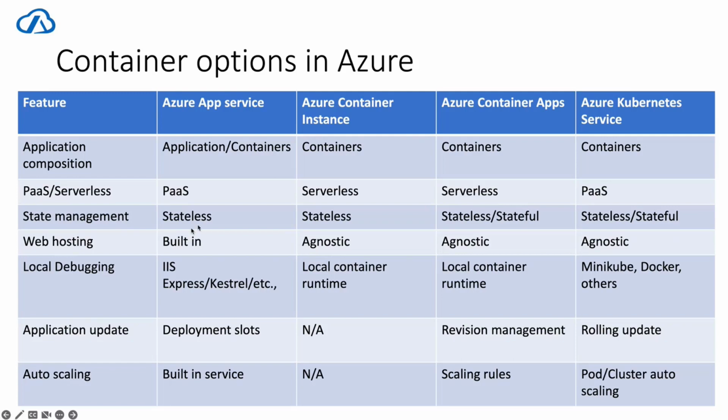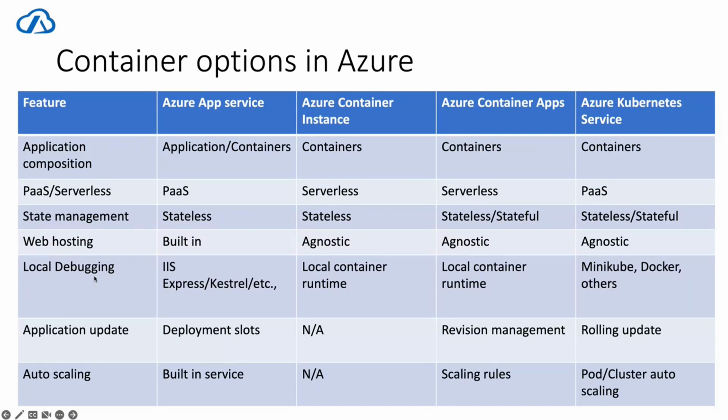And web hosting, does it provide any web hosting? For Azure App Service, yes, there's a built-in web hosting for it. And it doesn't matter where you are really doing your web hosting part, because this is primarily working on your containerized model, right? Your web application can be hosted anywhere, but any other backend components, you can put into your Container Instance or Container Apps or in Kubernetes Service for that matter, right?